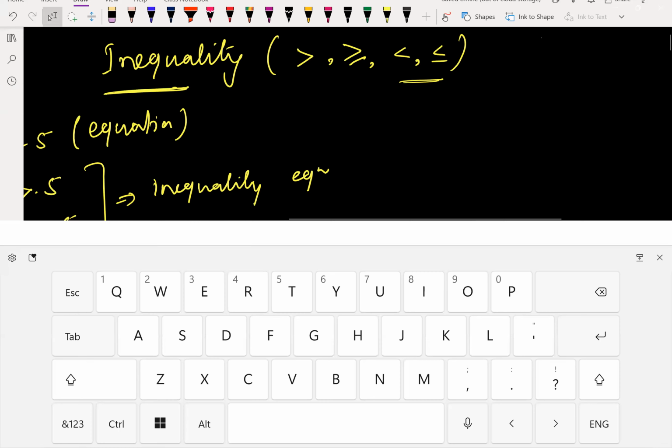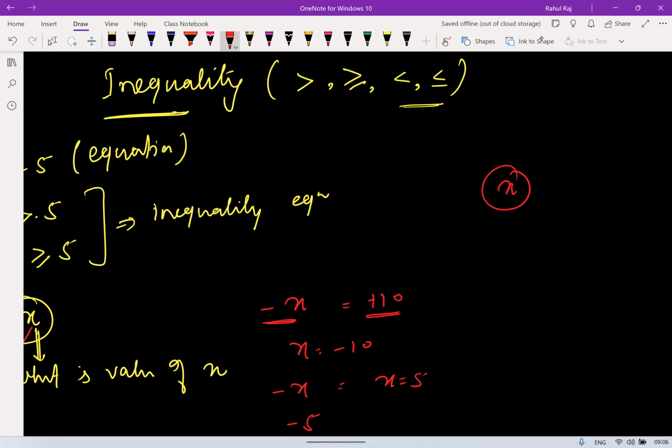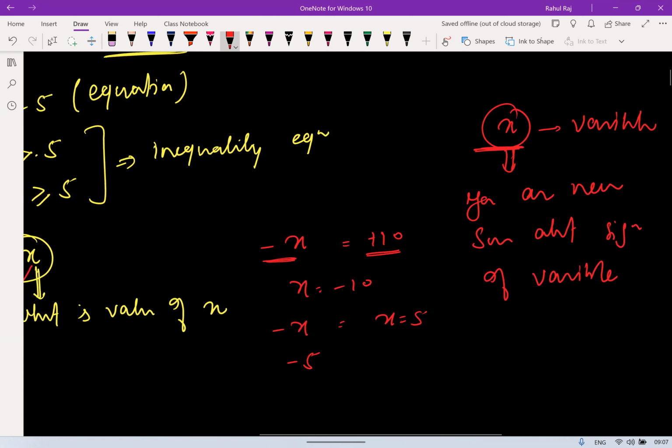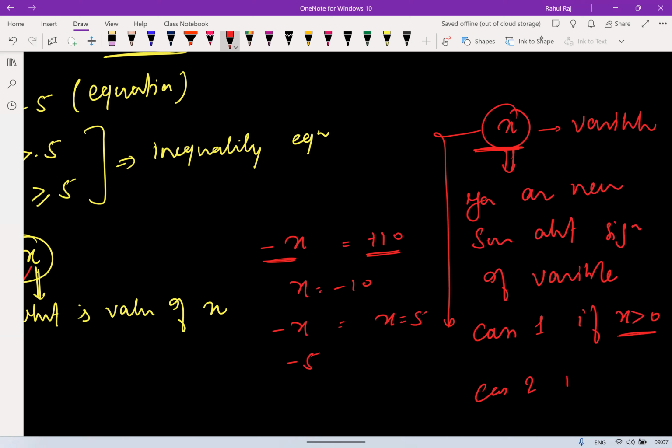So whenever a variable is mentioned in the question, Alexa, let's say x is a variable, the point is you aren't sure about the sign of this variable. You are never sure about the sign of the variable. It means you don't know whether this variable is positive or negative. So if you are trying to solve a question where you are engaging this particular variable, you will have to solve the question with respect to two cases. Case one, if x is positive, and case two, if x is negative.